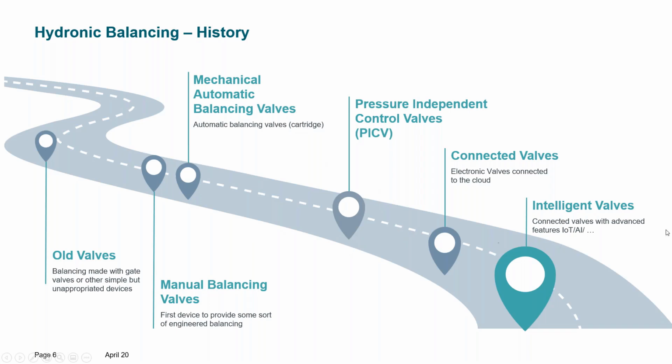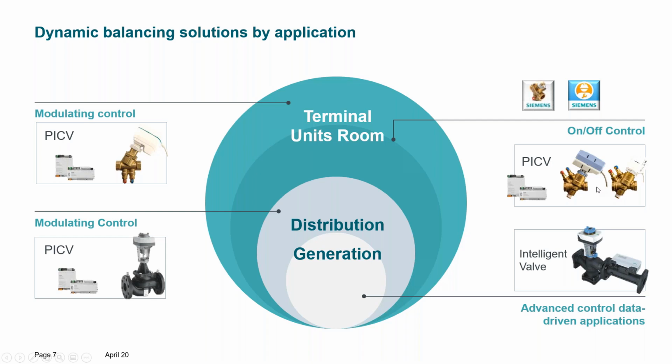Thanks to these technologies, companies are nowadays able to offer solutions which are all pretty much based on dynamic balancing. For example, we believe that PICV technology is becoming the standard that should be used in every environment and section of the building or infrastructure's water distribution system. Obviously on terminal units, but also, as you will see later in Jörg's presentation, in the distribution and generation parts, even when PICVs are already installed.